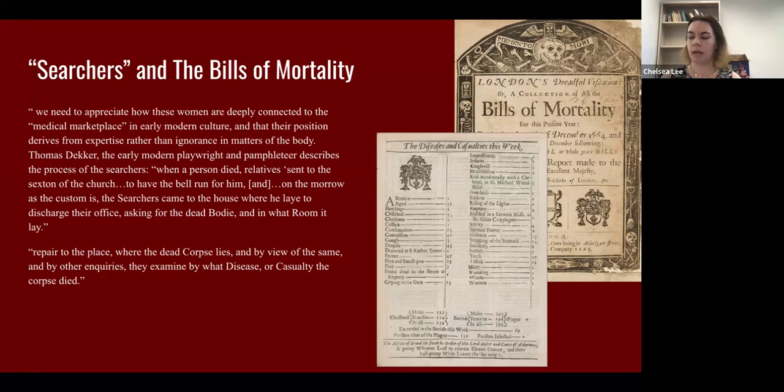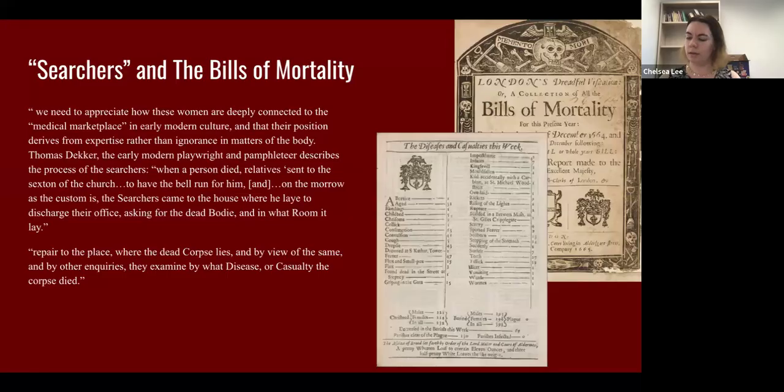Quote, "When a person died, relatives sent to the sexton of the church to have the bell rung for him, and on the morrow, as the custom is, the searchers came to the house where he lay to discharge their office, asking for the dead body and in what room it lay." End quote. Later, John Graunt described how the searchers, quote, "repair to the place where the dead corpse lies, and by view of the same, and by other enquiries, they examine by what disease or casualty the corpse died," end quote.